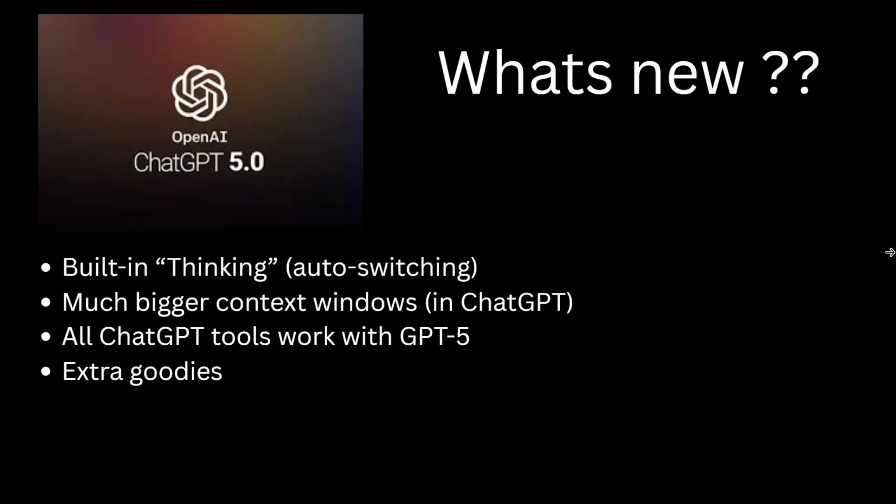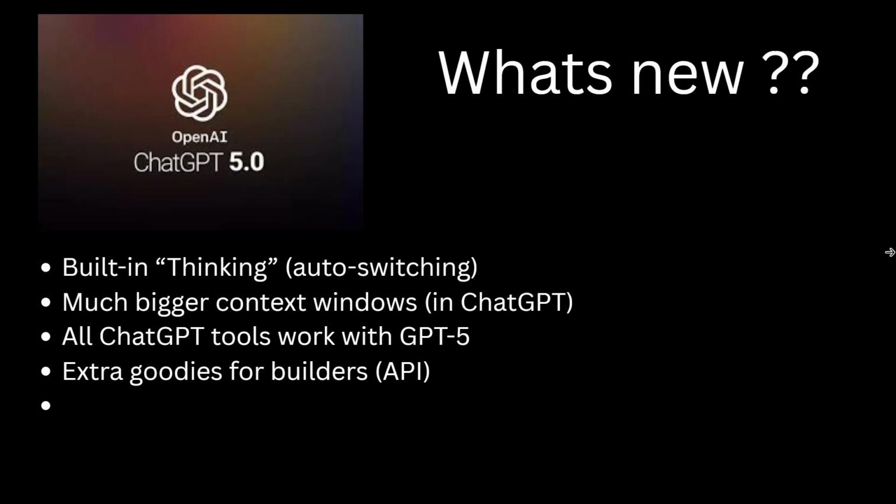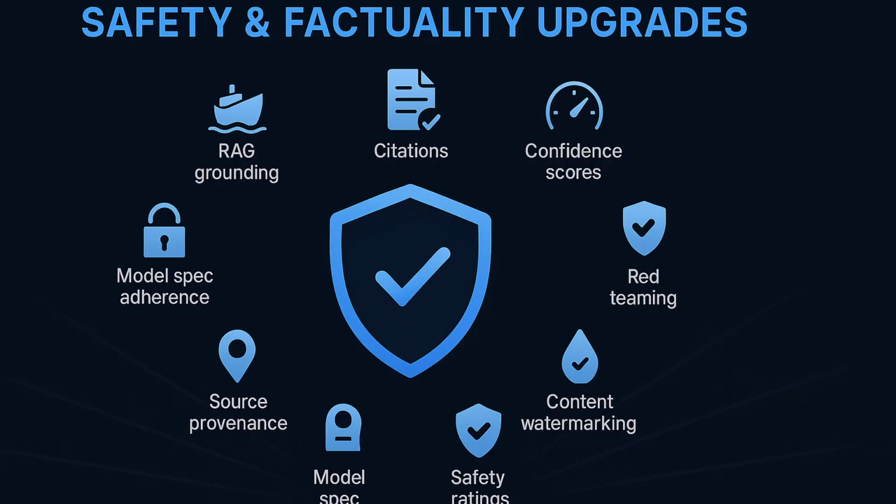There's also extra goodies for builders, which means when using APIs, you get stronger JSON function calling, better streaming, better context, and more consistent tool use across modalities. Last but not the least, you have safety and factuality upgrades, which means improved guardrails, policy adherence, and factual grounding, leading to a reduction in off-topic and risky outputs.